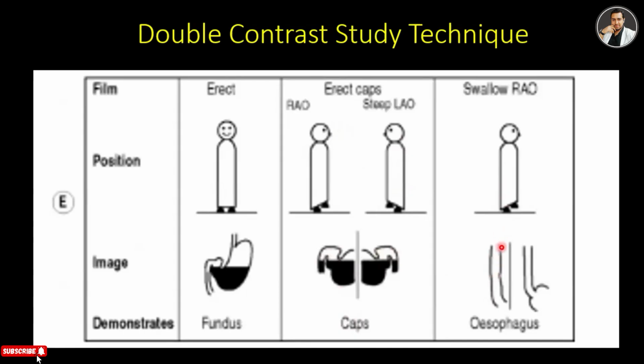And then at the last you can take extra images in right anterior oblique position to see the esophagus or gastroesophageal junction, and in this situation tell the patient to drink another cup of barium sulfate, and you have to visualize the esophagus or esophageal junction.